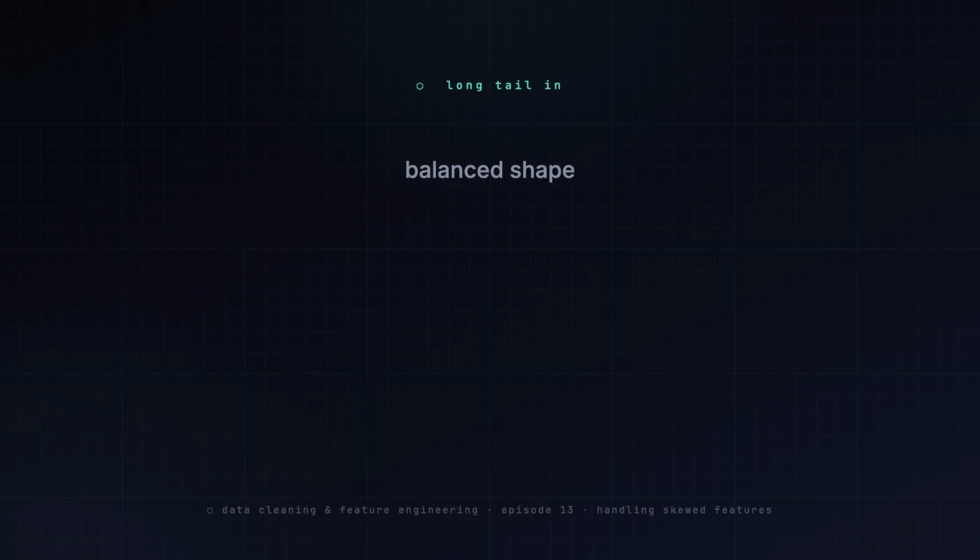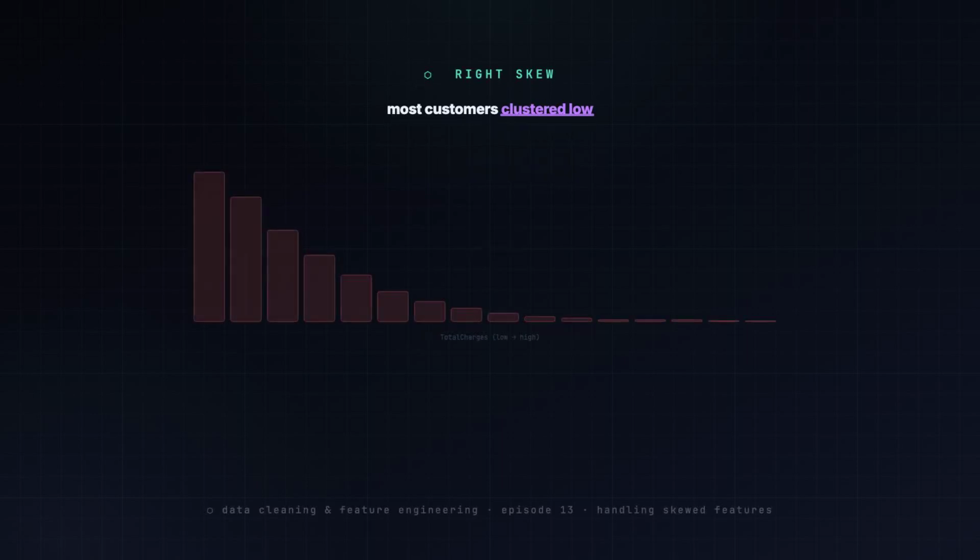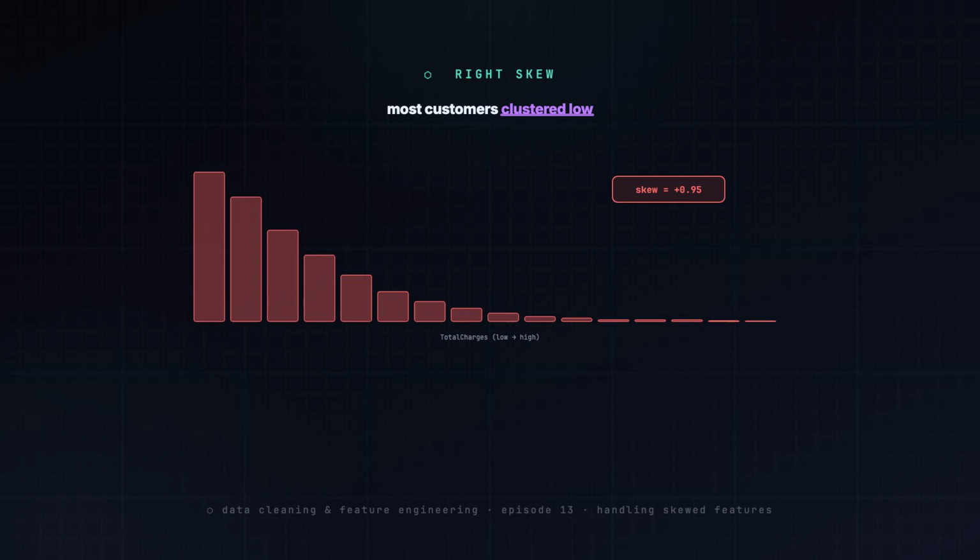Last time we chopped a smooth column into bins. Now we keep the column smooth but fix its shape when one long tail drags everything sideways. Picture total charges. Most customers are clustered low, but a handful of long tenured big spenders stretch way out to the right. That lopsidedness is skew, and a single number measures it. Positive means a long right tail.